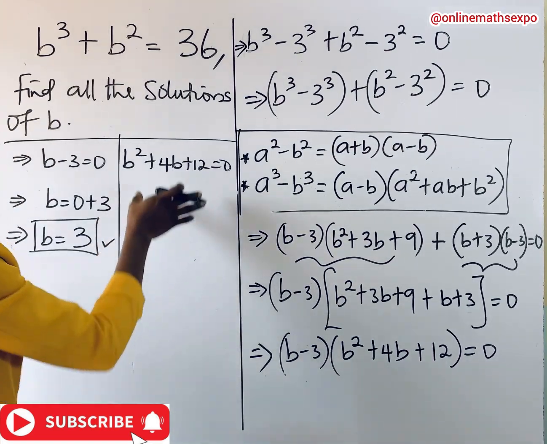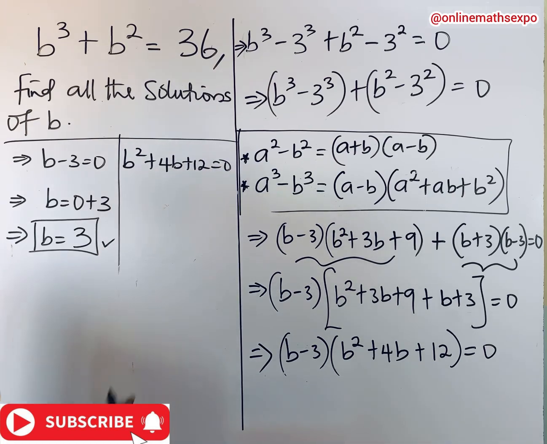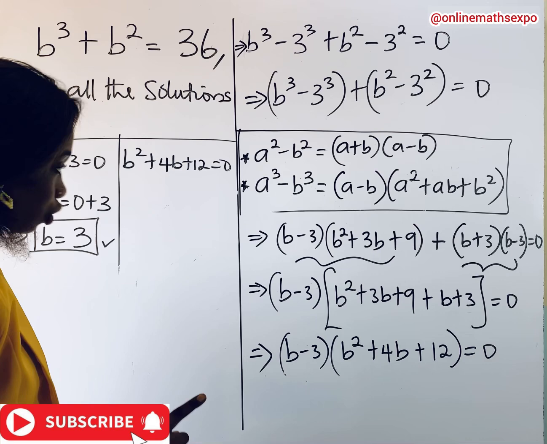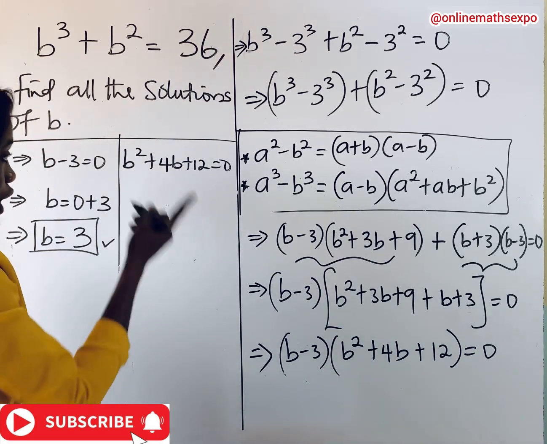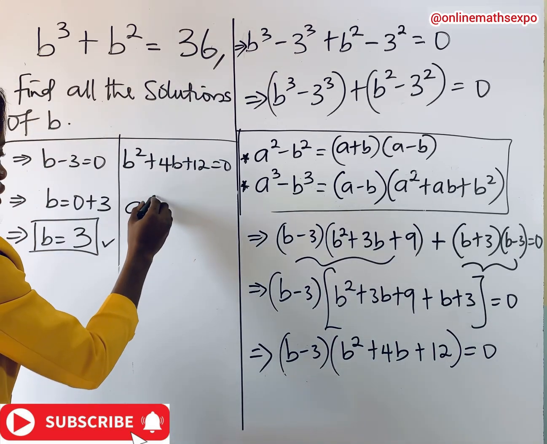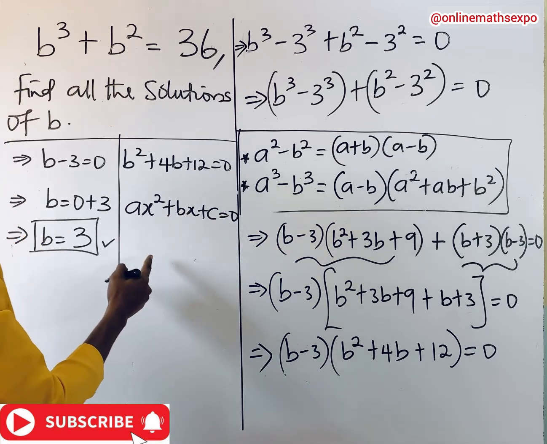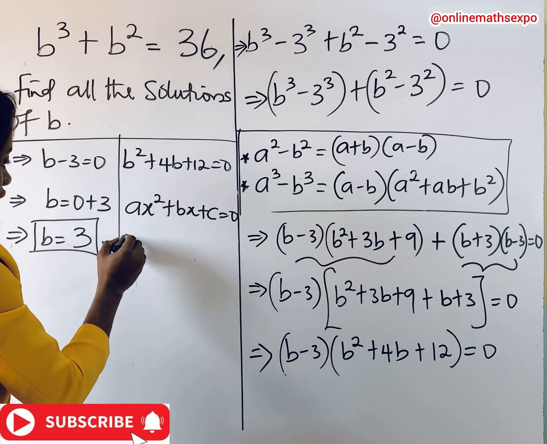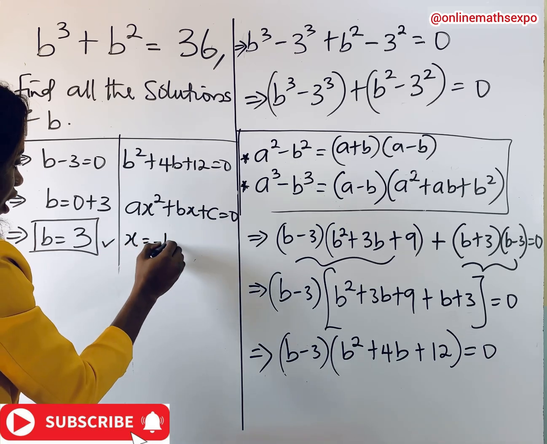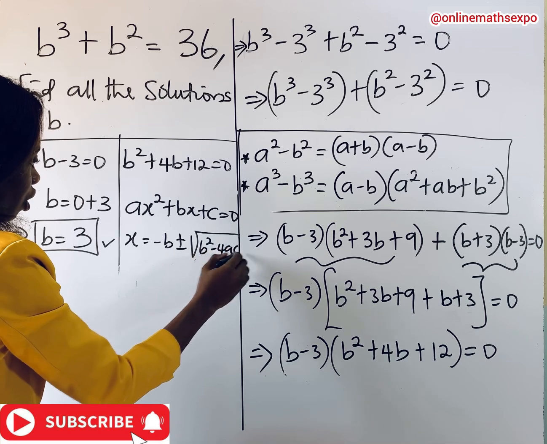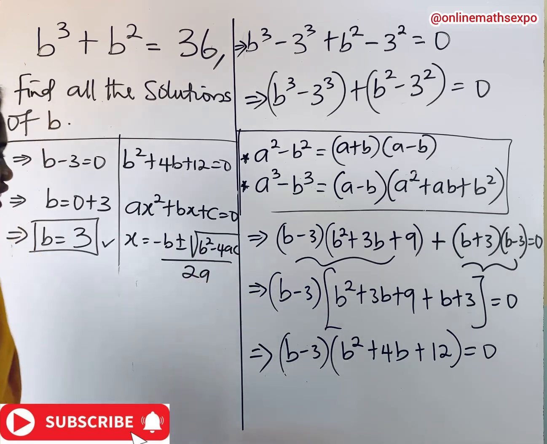So what do we have? This is b squared. So we're going to solve it quadratically, and to do that, we're going to remember the quadratic formula. That's what we will use here. The quadratic formula is gotten from ax squared plus bx plus c equal to 0, and it says that the solution of x is negative b plus or minus square root of b squared minus 4ac all over 2a.